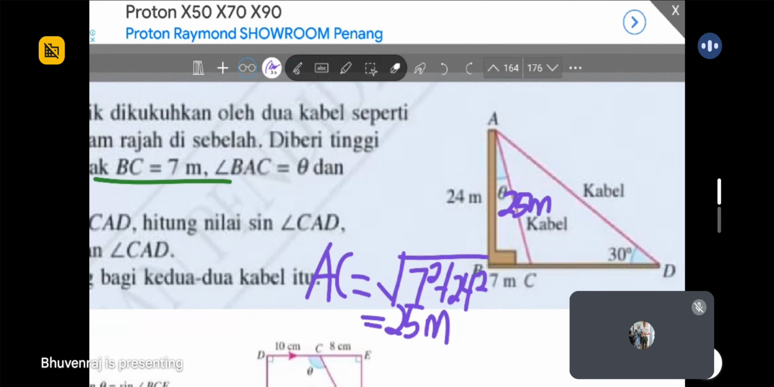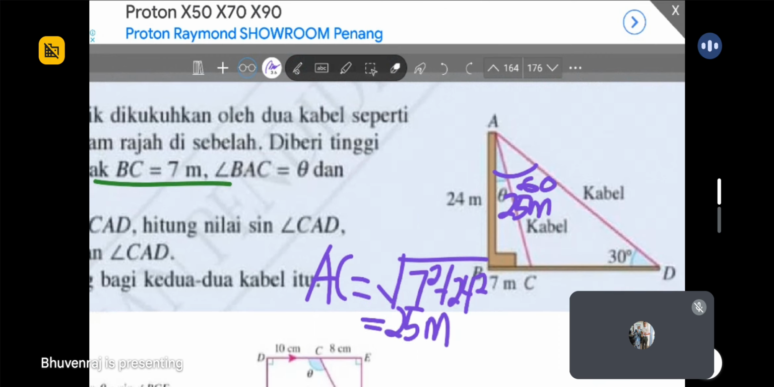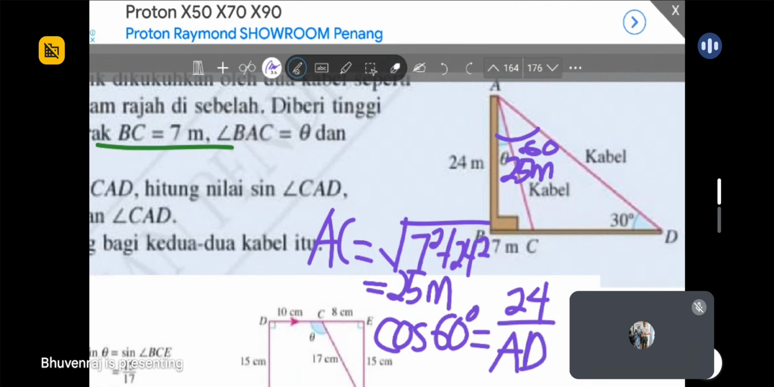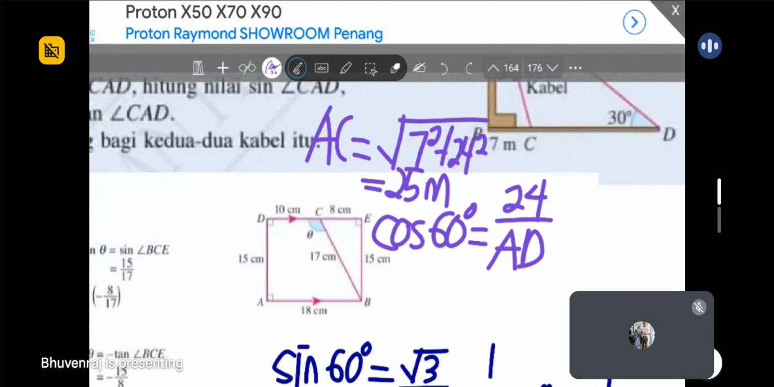So how about AD? Okay, AD you need to think a bit. Just now we know that the total angle here is 60, right? So we can actually find out some information over here. So you can use cos. You focus on cos 60. So cos 60 is actually equal to adjacent 24 divided by hypotenuse AD. So guys, can we find AD? Confirm can. So AD you should get 48 meters if you solve this equation.